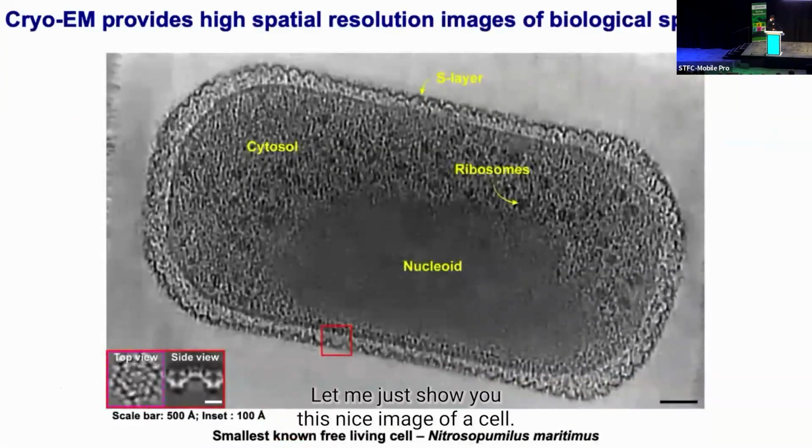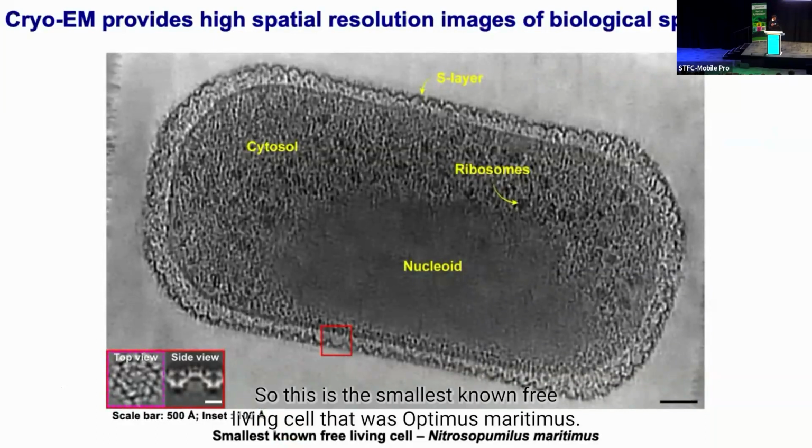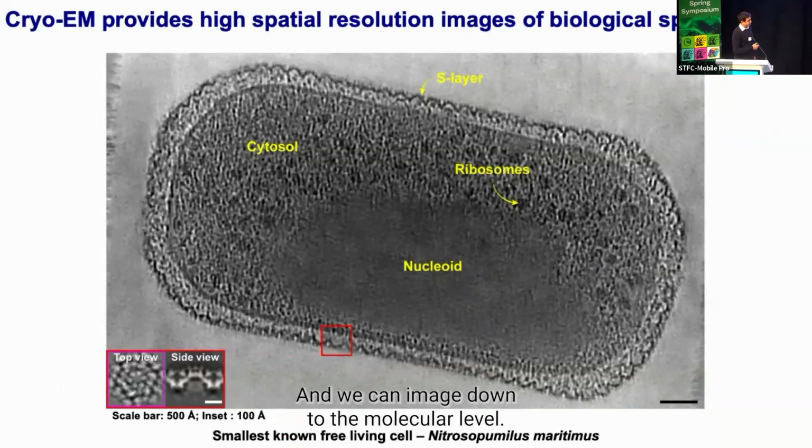Let me just show you this nice image of a cell. This is the smallest known free-living cell, Nitrosopumilus maritimus. Using electron tomography, we can produce beautiful pictures like these, where we can see the internal components of the cell, the nuclear material, ribosomes, and we can image down to the molecular level.